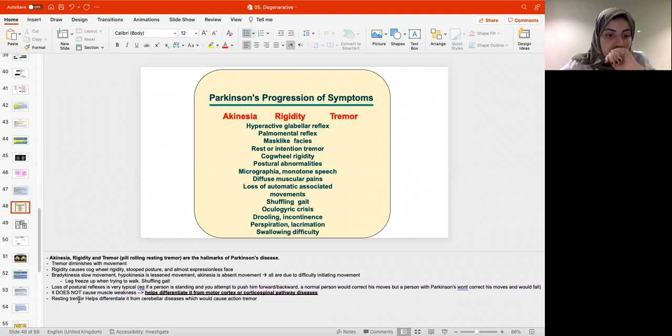What else? Resting tremor, and the resting tremor helps you differentiate it from the cerebellar diseases, which could cause the action tremor or intention tremor, okay? Which we mentioned a little while ago. That's it for this part.